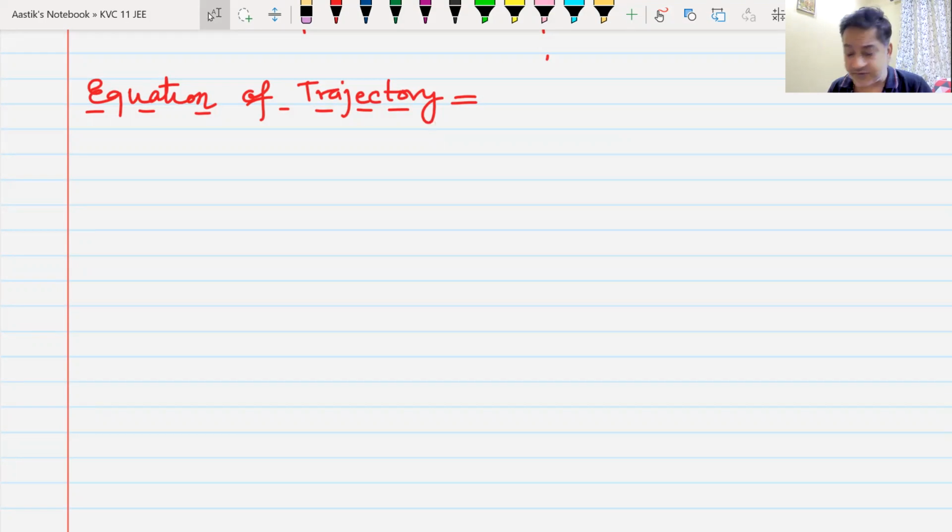Now, what do you mean by trajectory? Anyone? Trajectory is an English word. What do you mean by trajectory? Trajectory simply means the path that the particle is following.